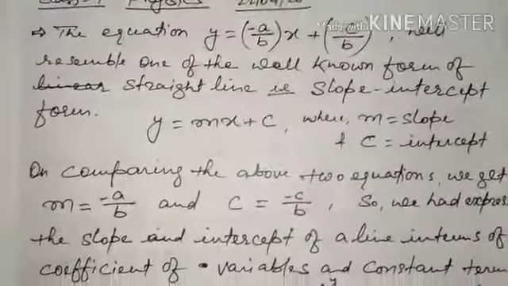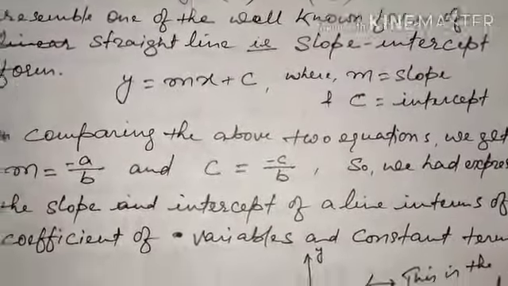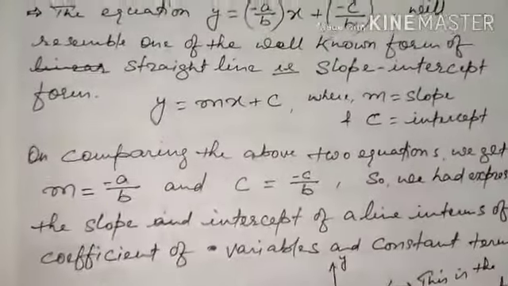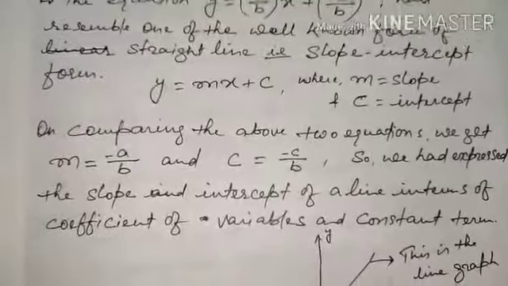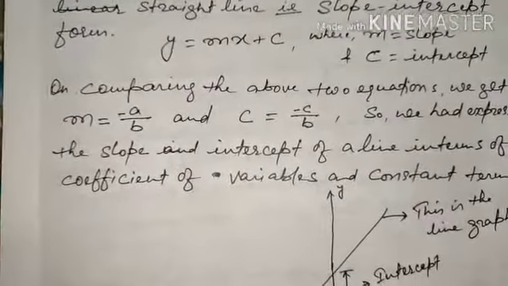Okay, now what is the slope intercept form? y is equal to mx plus c, where m is the slope and c is the intercept. I'll show in the graph what these things are. We will not go into much more detail about these things, but the simple ideas must be introduced to us. So I will do only that.